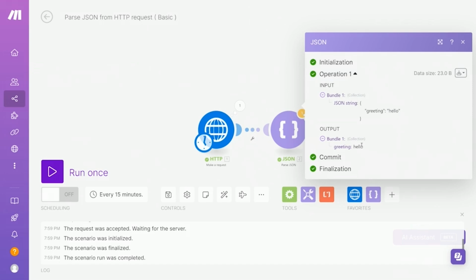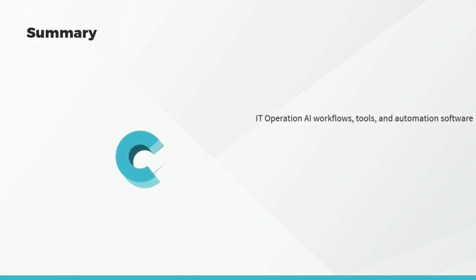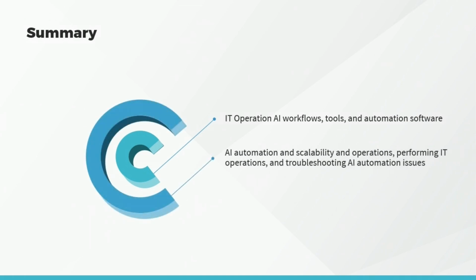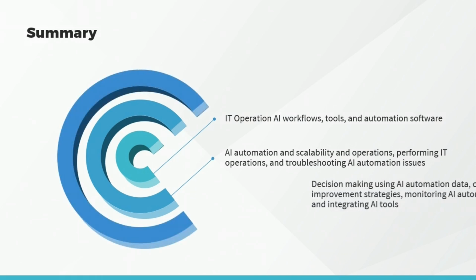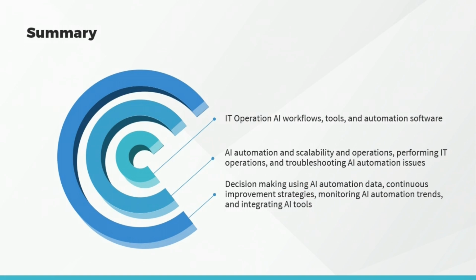Great job! So in this course, we've examined the integration points of AI automation with IT operations. We did this by exploring IT operation AI workflows, tools, and automation software, AI automation and scalability in operations, performing IT operations and troubleshooting AI automation issues, decision-making using AI automation data, continuous improvement strategies, and monitoring AI automation trends and integrating AI tools.